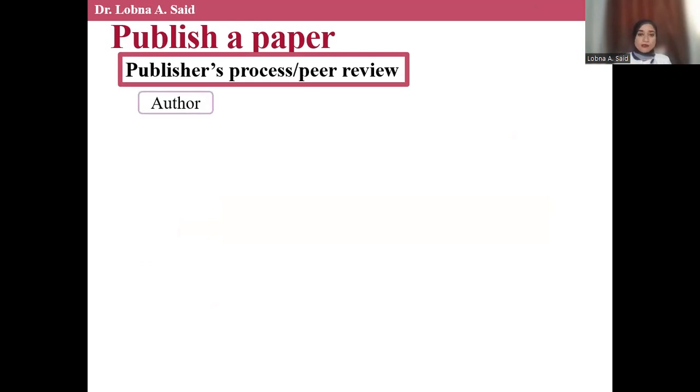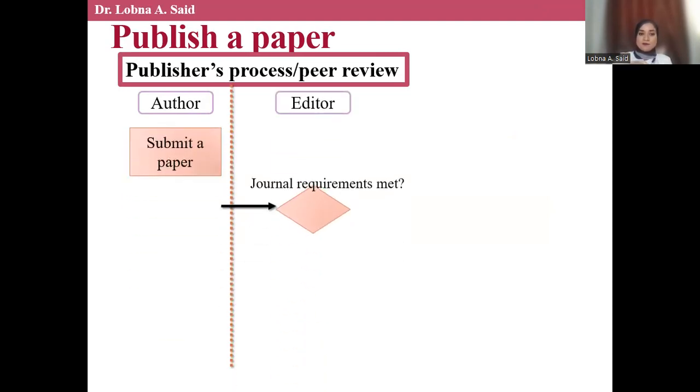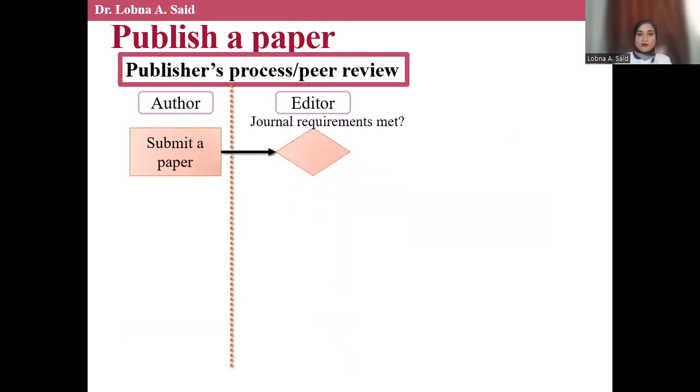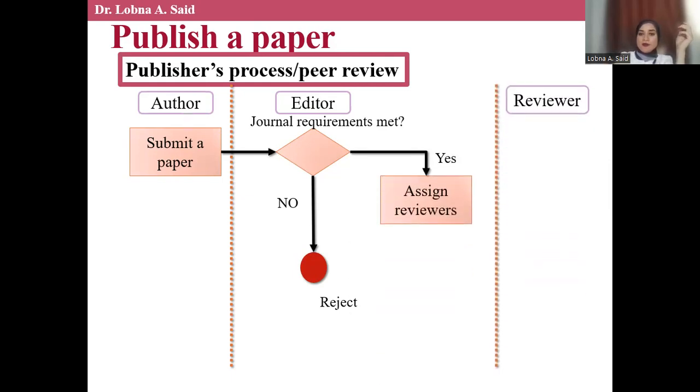So what is the peer review process? The author submits a paper. It goes to the editor. The editor checks: are the journal requirements met? No? Reject. So you are not making the editor happy. If you did the first two steps, you will make the editor happy. Yes? Assign reviewers. After the reviewers are assigned, they review and provide comments.